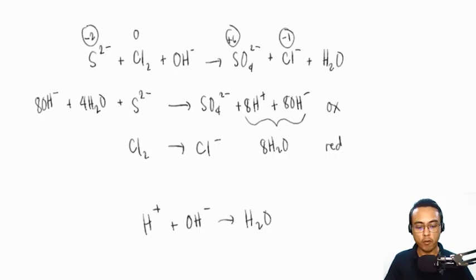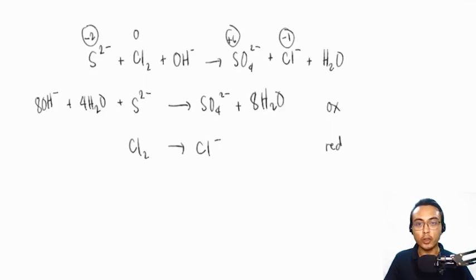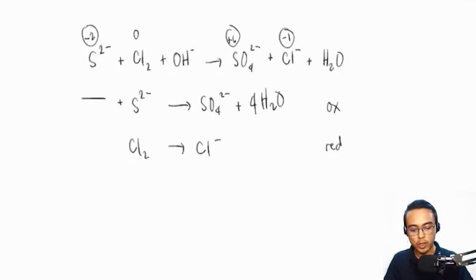Okay? And since you have water on the products and water on the reactant side, we can cancel some of the excess water. So let us simplify our half reaction. On the product side, we now have 8 H2O. But since we have 4 H2O on the reactant side, I can erase that and then transfer that to the water on the product side. Therefore, on the product side, we only have 4 H2O. Okay? So tidying this up, we now have 8 OH- plus S2- yields SO4 2- plus 4 H2O.